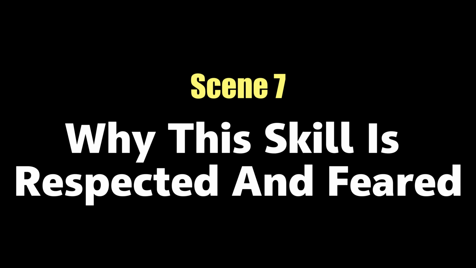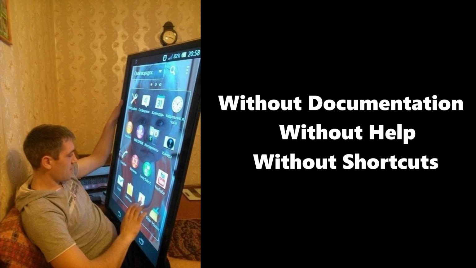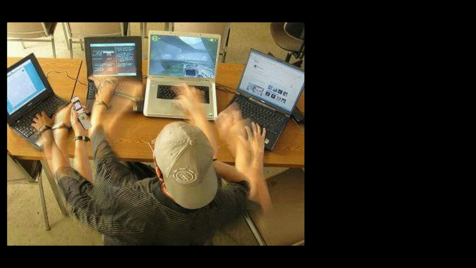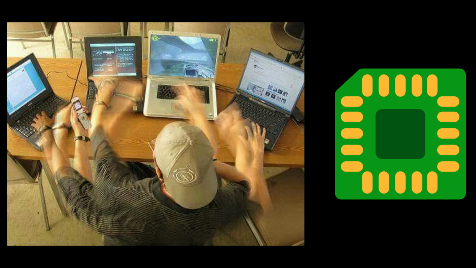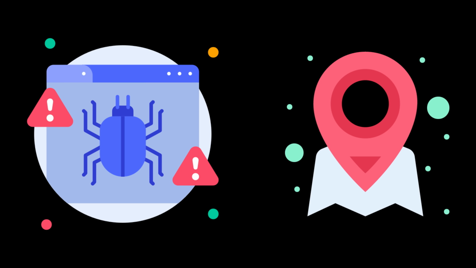Scene 7. Why this skill is respected and feared. Reverse engineering is one of the most respected skills in cybersecurity because it goes beyond tools. It's not about running scanners or launching exploits. It's about understanding systems at their deepest level without documentation, without help, and without shortcuts. A reverse engineer can expose a backdoor in a government-grade encryption tool or recover secret keys from a secured chip. They can dissect nation-state malware, trace its origin, and neutralize its payload.